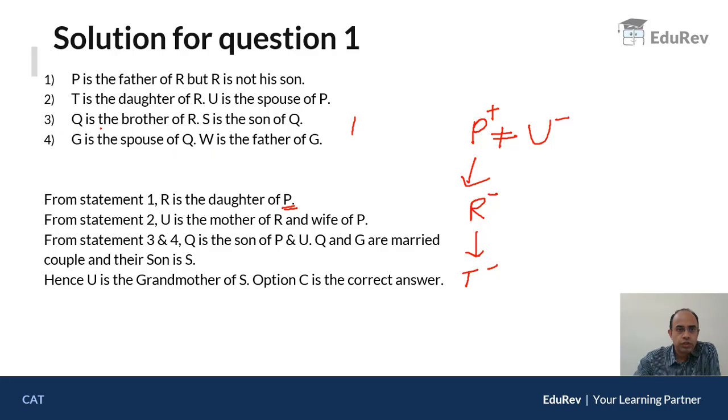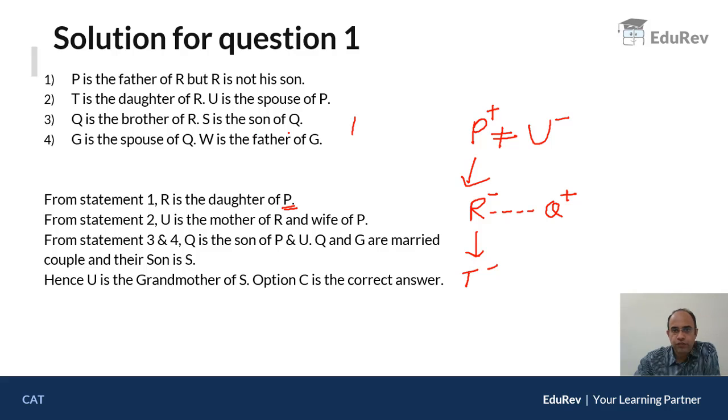Now, Q is the brother of R. That means P and U have got one more child, and Q is the brother. I have already said siblings are denoted by dotted lines, and Q is the brother. The brother means plus because he is a male.